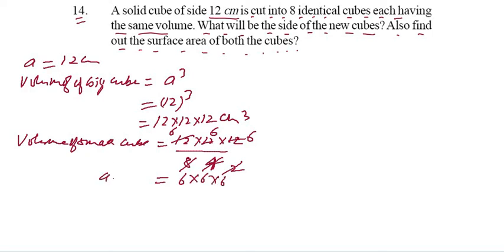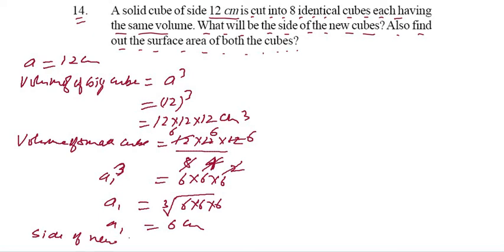And that one is the a1 cube. So it is a1 cube. So a1 is equal to cube root of 6 into 6 into 6. So that means 6 centimeter is the side. You can say it is the side of the new cube. So we can write here side of new cube is equal to 6 centimeters. So that one is your answer.